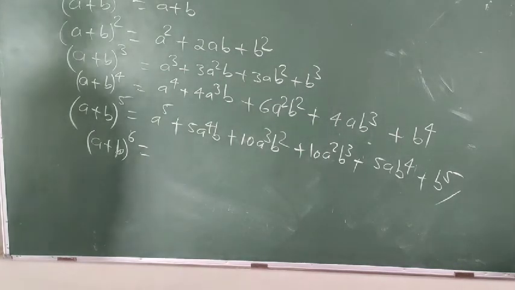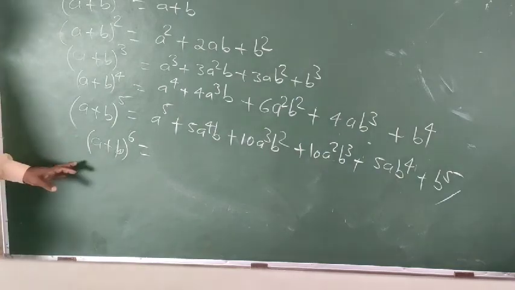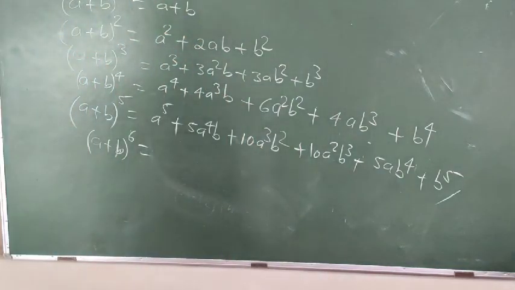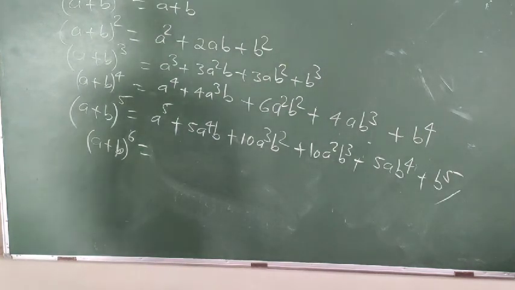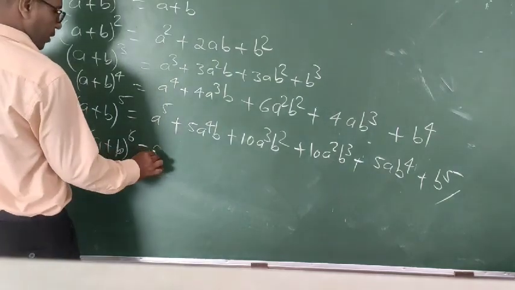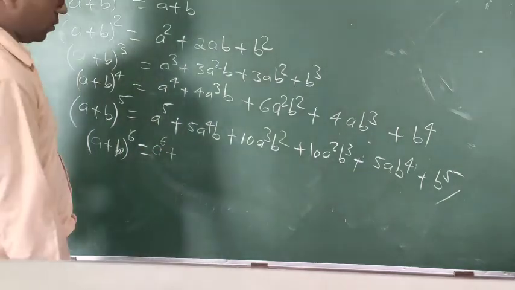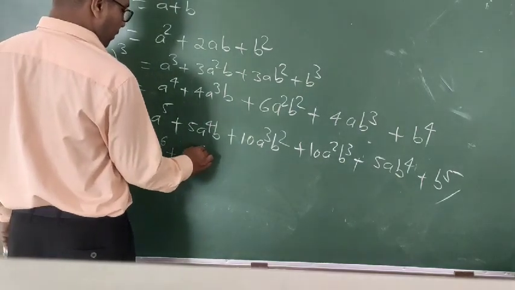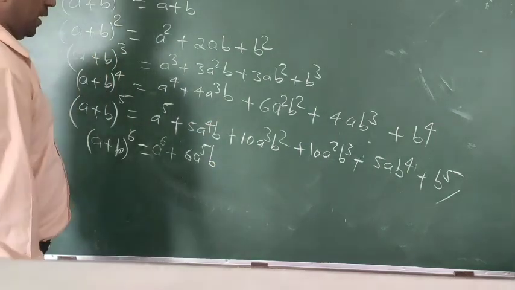So now students, we will discuss (a + b)^6. How we can expand this one, (a + b)^6. This one is also very important. So now, in the same way, students, a^6 plus the next term, what you are going to get here is 6a^5 b.